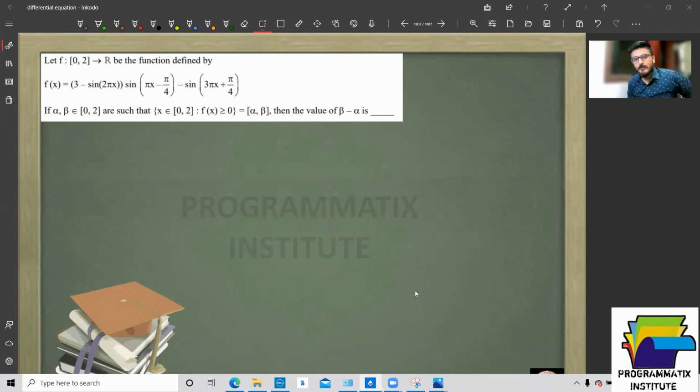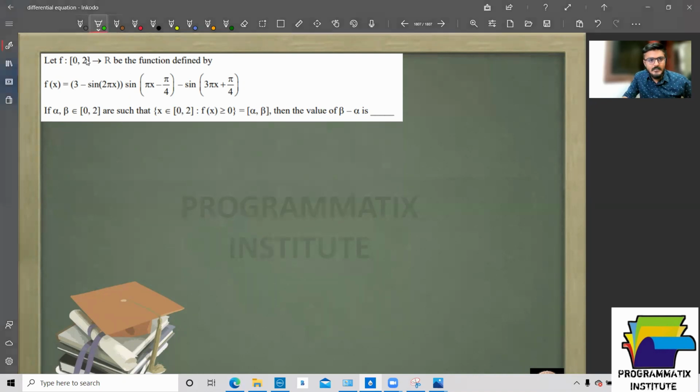Not wasting time, let me tell you one thing. This question will definitely give you an idea about trigonometric functions and the domain of a function, how to use it, how to apply some basic concepts and formulas, and then solve the question. So let us read this question first.